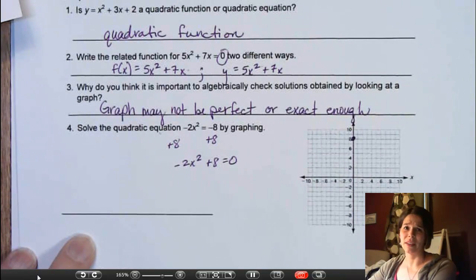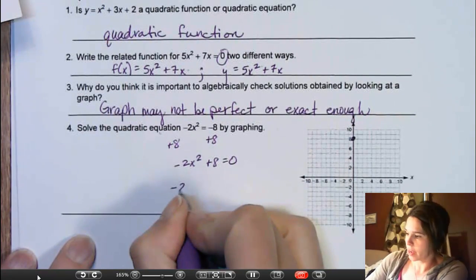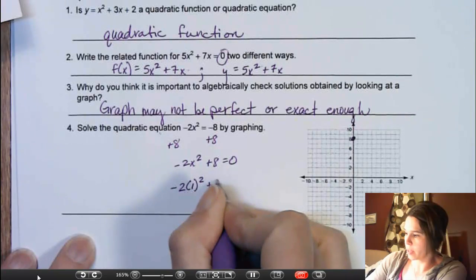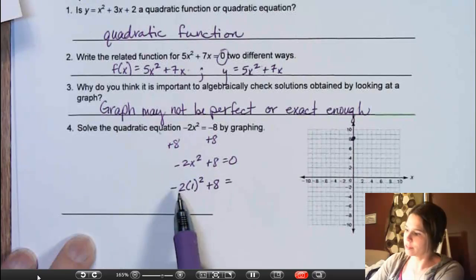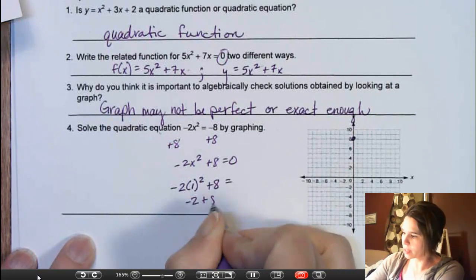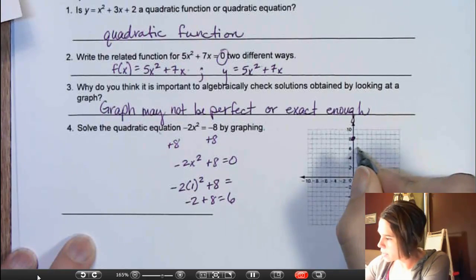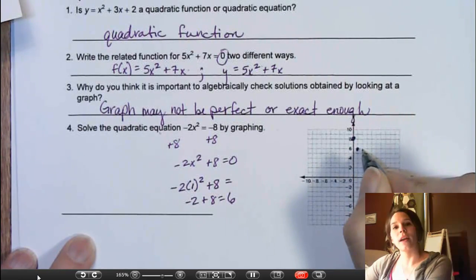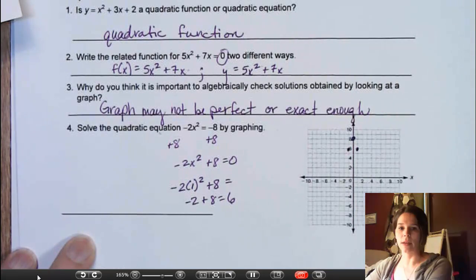Okay, I need some more points on here. Well, let's just go with 1 and negative 1. So I'm just going to check 1. Negative 2 times 1 squared plus 8. 1 squared is 1 times negative 2 is negative 2 plus 8 equals 6. So over here at 1, I'm up at 6. If that's 1 to the right of the axis, then I need to go 1 to the left of the axis and mirror that point.